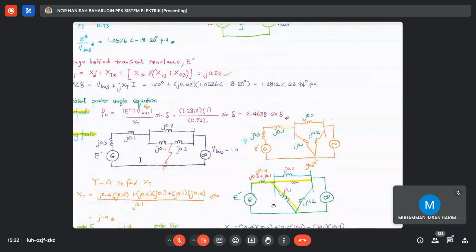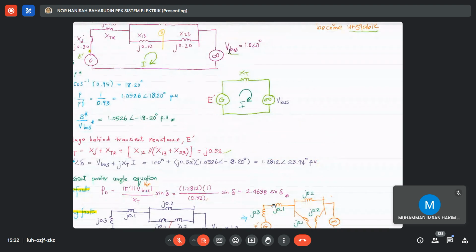Now you have to calculate the pre-fault. So E prime times the infinity bus voltage magnitude. Your E prime, which is 1.2812, multiplied by the infinity bus voltage given in the question, which is 1, divided by the transfer reactance j0.52 sin delta, you are going to get the power angle equation.